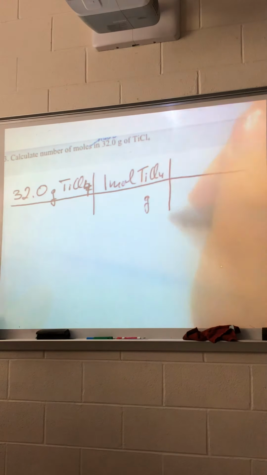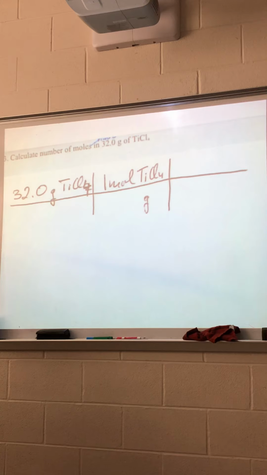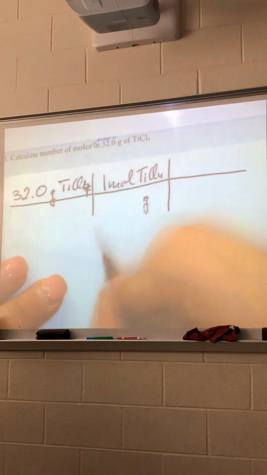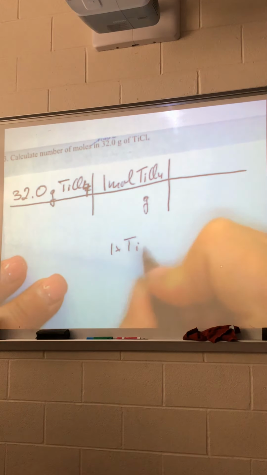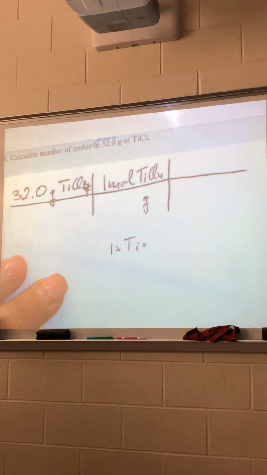Okay, at this point it's crucial that we all use the same periodic table. Go ahead, take out your orange periodic table, and find me the molar mass of titanium chloride, please. Okay. Did anybody get it? No. All right, 1 titanium, right? How heavy is titanium? 47.86. That's right.